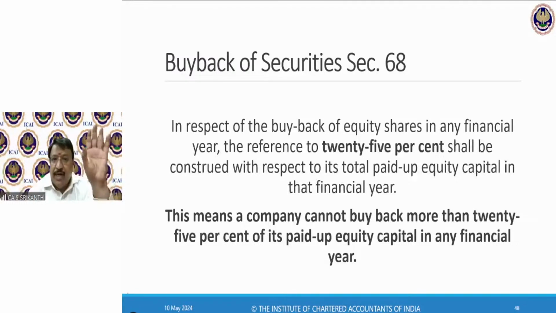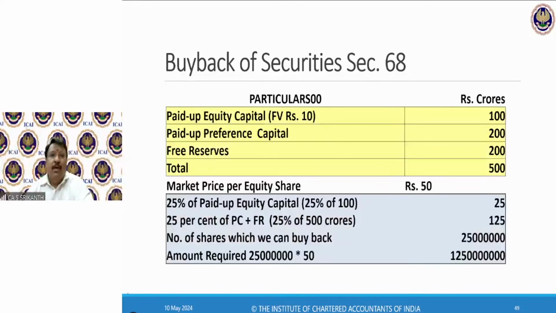So they said in respect of buyback of equity shares in a financial year, the reference to 25% shall be construed with respect to its total paid up equity capital. A company cannot buy back more than 25% of its paid up equity capital in any financial year. So if you take this example, you'll understand.